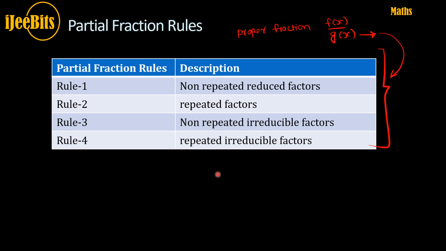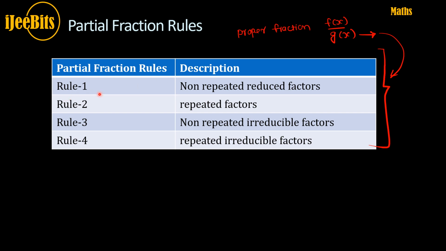So far we have learned 4 rules in splitting a proper fraction into partial fractions, right? When a proper fraction has f of x by g of x, then we look at g of x, the denominator, and see the factors of g of x, whether they are reducible factors or irreducible factors, repeated factors, or repeated irreducible factors. Based on those scenarios, we found 4 rules which we are going to apply to split a given proper fraction into partial fractions, isn't it?